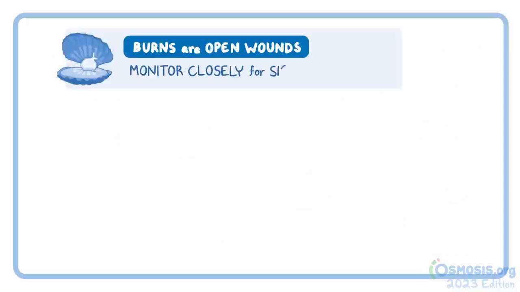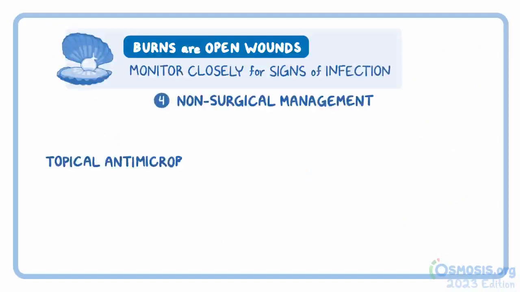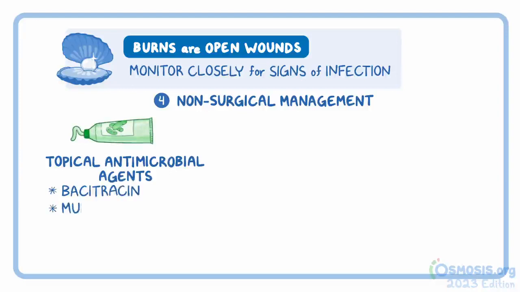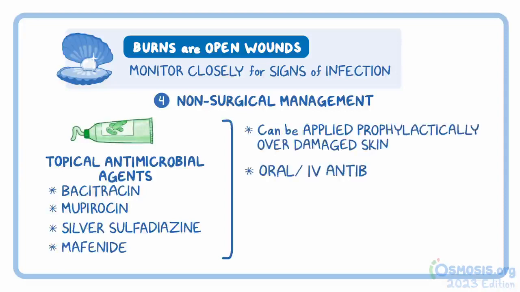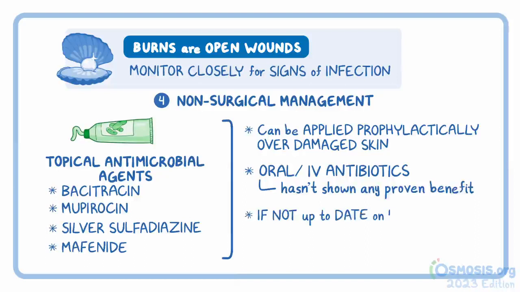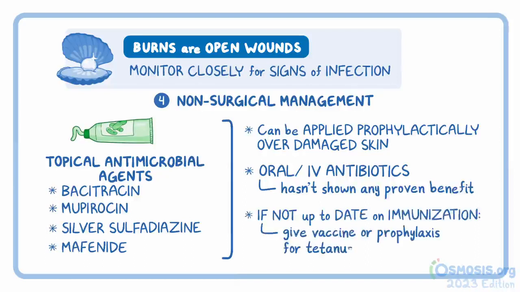Here's a clinical pearl. Since burns are open wounds, be sure to monitor closely for signs of infection. For non-surgical management, topical antimicrobials like bacitracin, mupirocin, silver sulfadiazine, or mafenide can be applied prophylactically over the damaged skin, while the use of oral or IV antibiotics hasn't shown any proven benefit or improved outcomes. Additionally, if they are not up to date on their immunization, make sure to give them a vaccine or prophylaxis for tetanus.